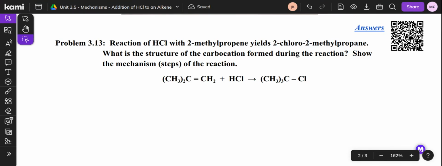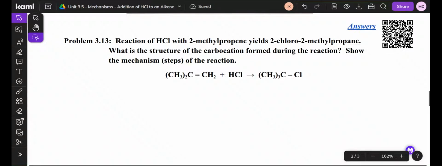And then there's also another one where it moves in the opposite direction. That doesn't form as much, but on some of these, I'll show you both of them. On this first one, there's really only one that's formed. So it says the reaction with hydrochloric acid and 2-methylpropene yields 2-chloromethylpropane. So what's happening is we're going to start forming what are called carbocations.